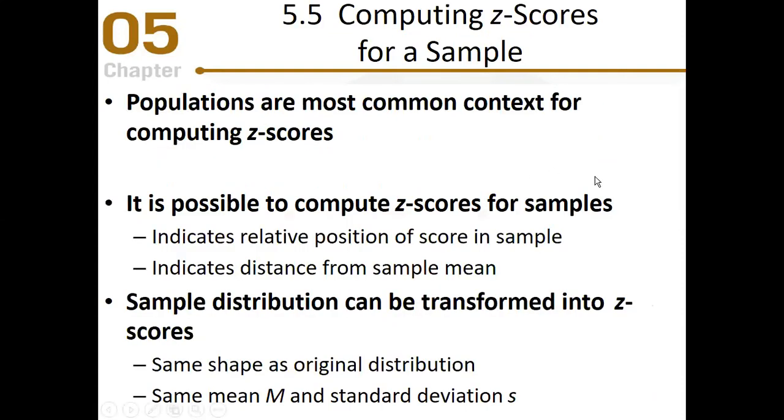Okay, populations are the most common context for computing z-scores. Usually we want to see where somebody falls relative to the rest of the entire population. However, we can also compute z-scores for samples. It's the same exact process. We just want to be clear up front that we're talking about sample data and that we're using sample statistics when we factor in our mean and our standard deviation to get those z-scores.